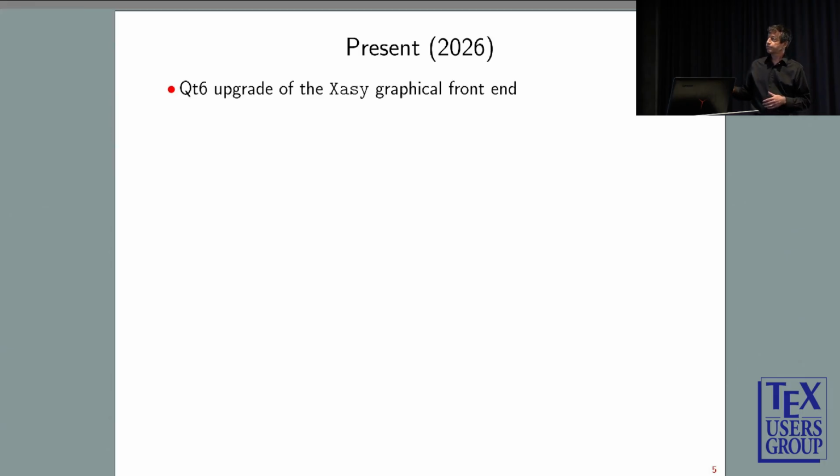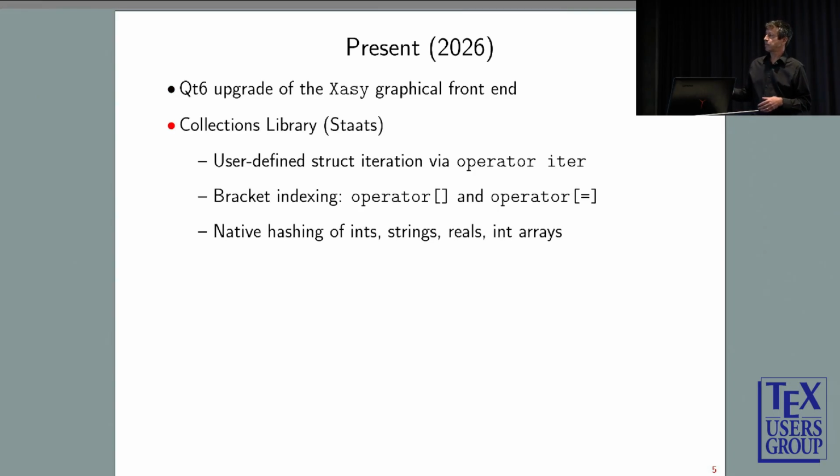There's a front end, XASI, a graphical front end that's been upgraded recently to use Qt6. And this collections library, also introduced by Charles Staats. He put a lot of work into this. It's a massive project. There's an iteration facility with an iterator operator. You can now have user-defined index operators on your structures. So you've got hashing.